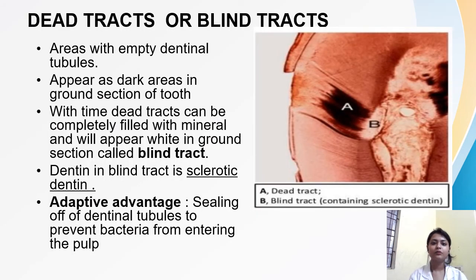Now dead tracts or blind tracts, areas with empty dentinal tubules. They appear as dark areas in the crown section of the tooth. With time, dead tracts can be completely filled with mineral and will appear white in the crown section, called blind tract. Dentin in blind tract is sclerotic dentin. What is the adaptive advantage? It seals off the dentinal tubules to prevent bacteria from entering the pulp. So this is the most important job the dead tract does.